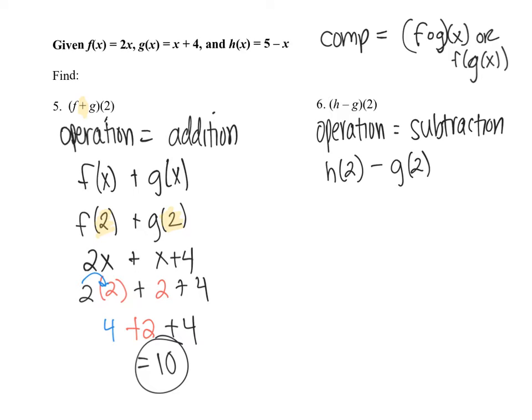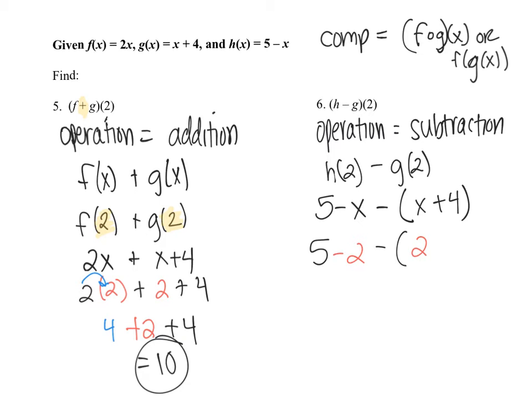Okay, now I could write down, what's my h of x? 5 minus x. Minus, what's my g? x plus 4. Now, what are we going to do? What do we have to do first? I got to plug something in. Not yet. I got to plug in 2. Good. So I have 5 minus 2 minus 2 plus 4.